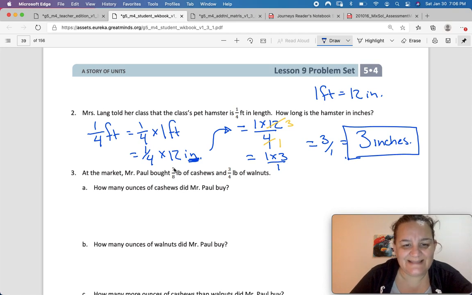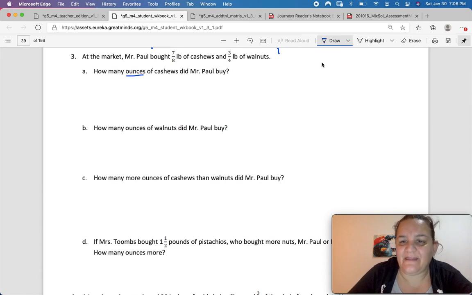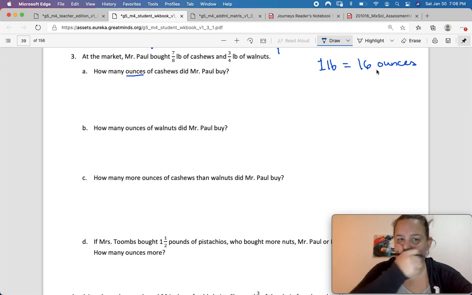At the market, Mr. Paul bought 7/8 of a pound of cashews and 3/4 of a pound of walnuts. How many ounces of cashews did Mr. Paul buy? First of all, you need to remember that 1 pound, that's an LB, 1 pound equals 16 ounces, okay? This is imperial measurements. 1 pound equals 16 ounces. Okay, so that's the cashews right there.